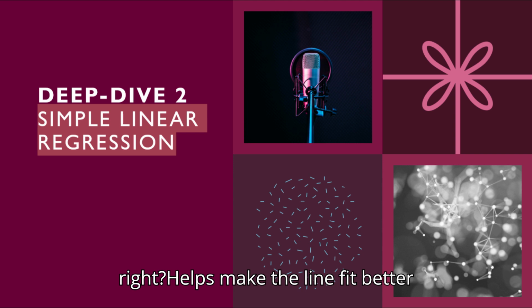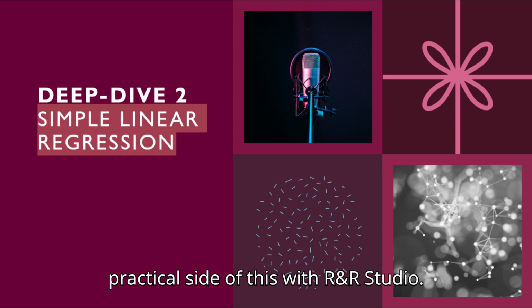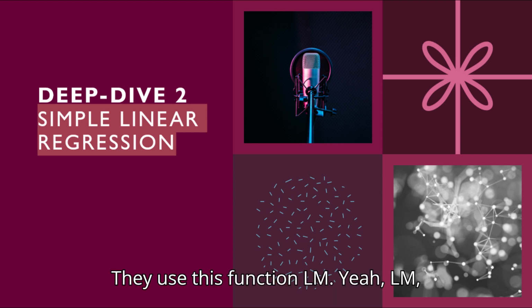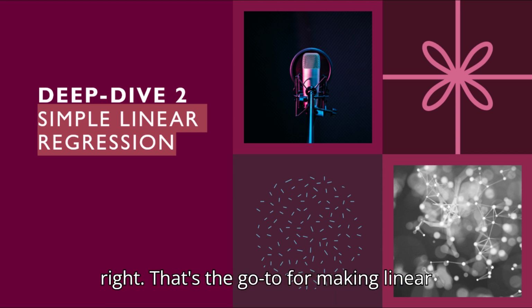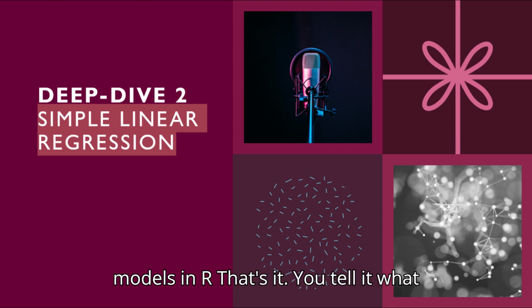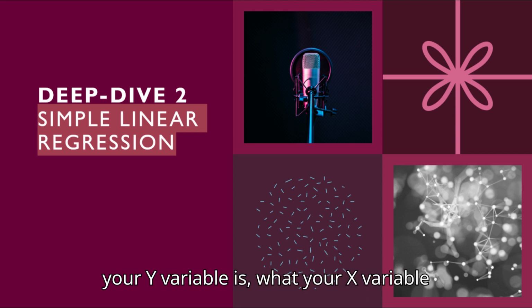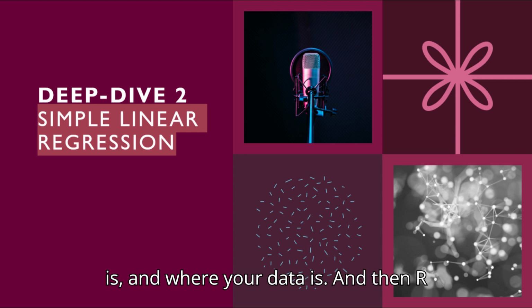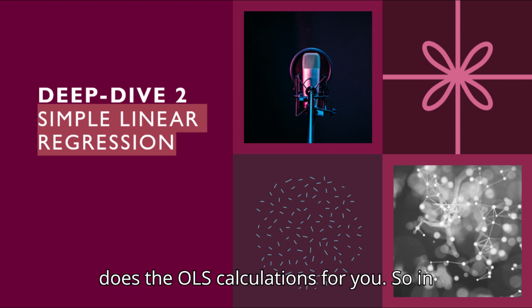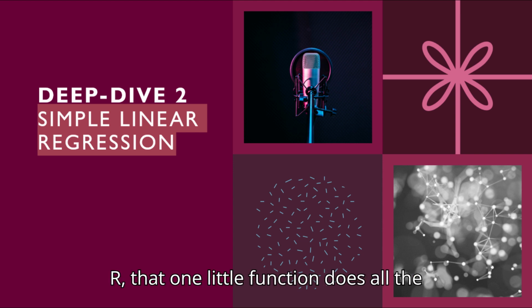Helps make the line fit better overall. Exactly. And the transcripts you shared get into the practical side of this with R and RStudio. They use this function, LM. Yeah, LM, right. That's the go-to for making linear models in R. That's it. You tell it what your y variable is, what your x variable is, and where your data is. And then R does the OLS calculations for you. So in R, that one little function does all the heavy lifting.